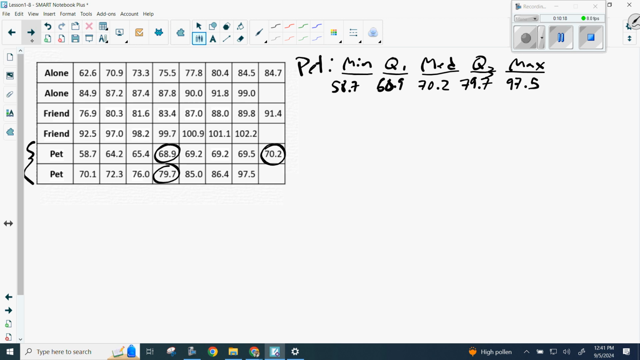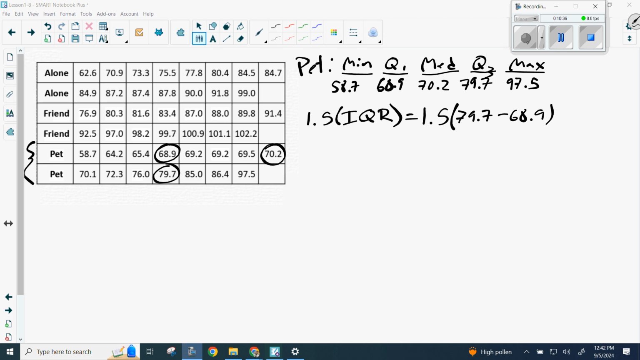So now let's calculate 1.5 times the interquartile range. Well, that's going to be 1.5 times quartile 3, which is 79.7, minus quartile 1, which is 68.9. Let's go ahead and calculate. And we get a value of 16.2.